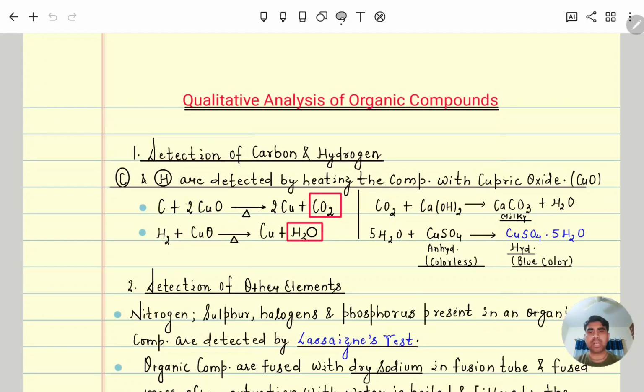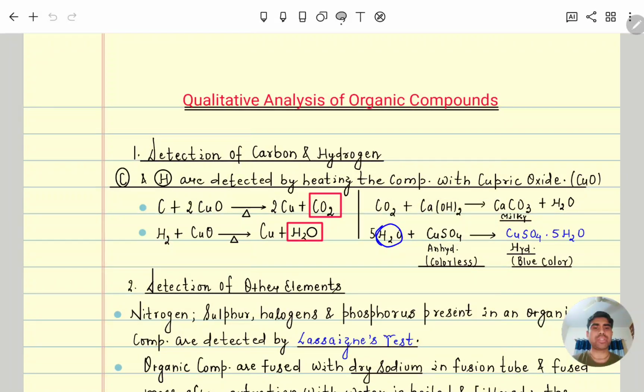Carbon and hydrogen we will react with cupric oxide. So it will form CO2 and H2O. This CO2 further we will react with slaked lime, so it will form a milky precipitate. Hence it is proved that in that compound carbon is there.